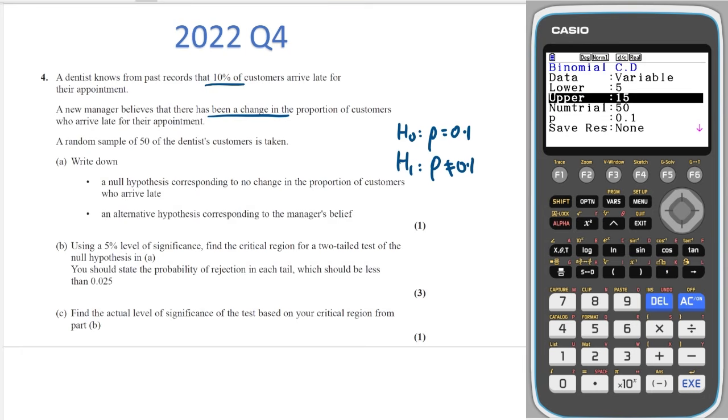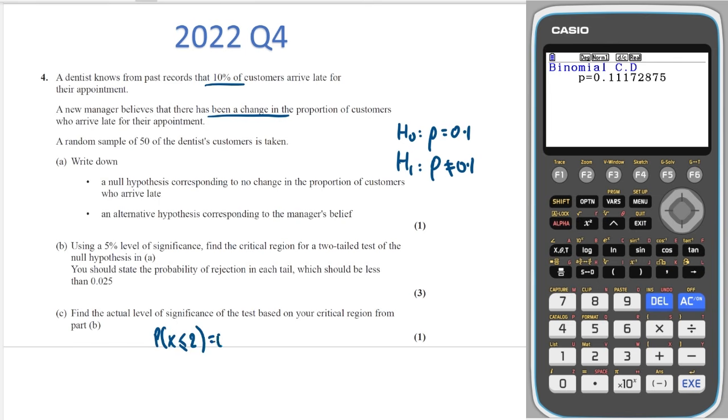So I'm going to go quite low to see if I can find a value which is less than 2.5%. I'm going to try 2 or less, which gives me 11%. So I'll write here the probability that X is less than or equal to 2 is 0.11, and then I would try again. I would go for 1, and I would get 3%, which is still not enough.